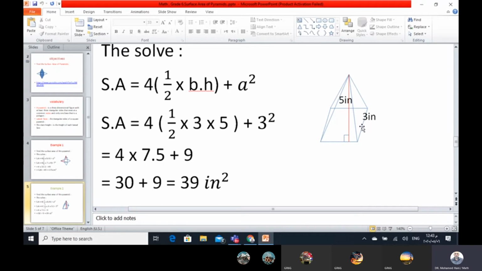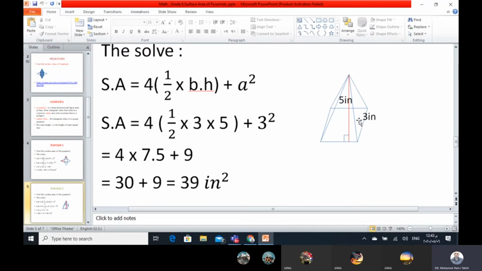So in the base we have 4 sides, because here we have a square, which means we have 4 congruent triangles. This is the first one, this is the second one, this is the third one, and this is the fourth one. So we have 4 congruent triangles, and we have the base square. So how to solve the surface area?